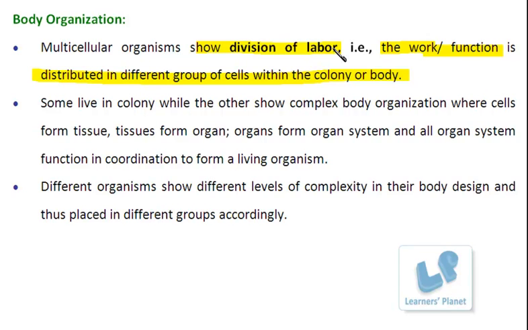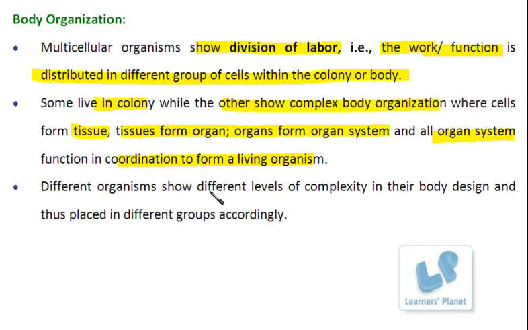Now, some of these multicellular organisms live in colony, right? Whereas in the other organisms, complex body organization is observed. And this complexity is related to the association of these cells so as to form a particular body part. For example, the cells form the tissues, the tissues form the organs, the organs form the organ system, and the different organ systems work together in coordination with each other so as to form a living organism or to support the life of a living organism.